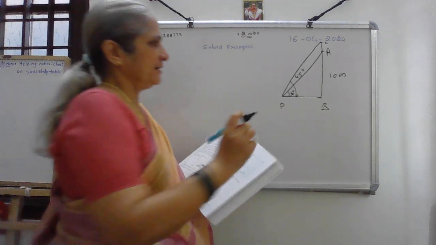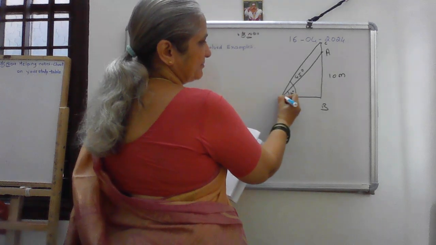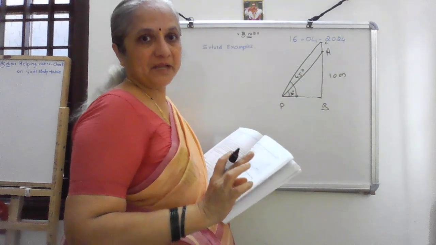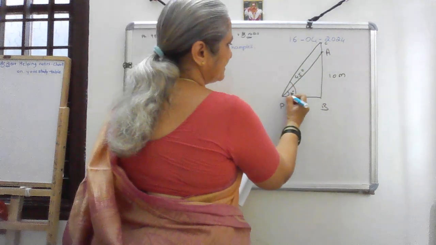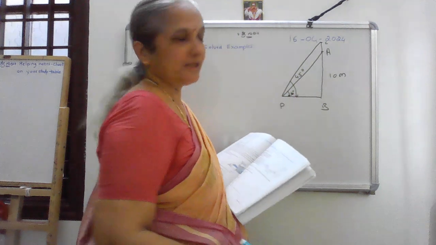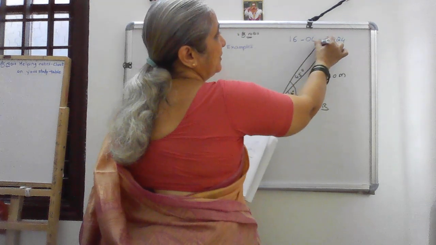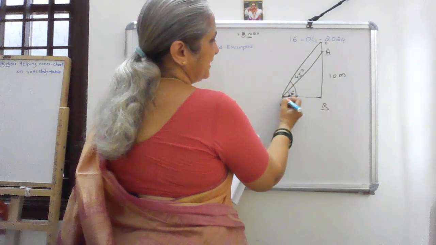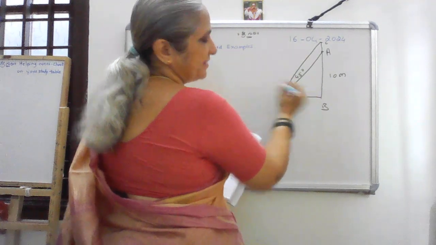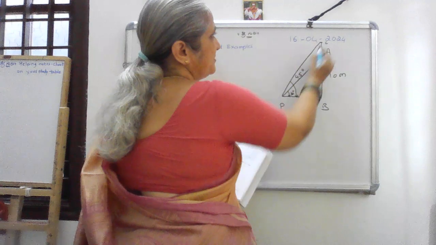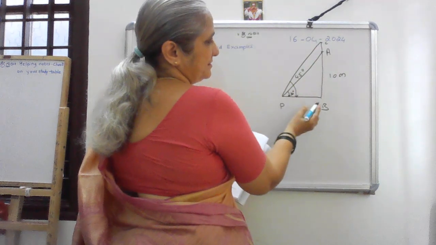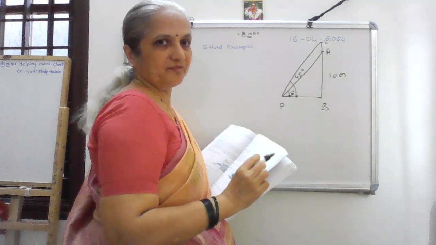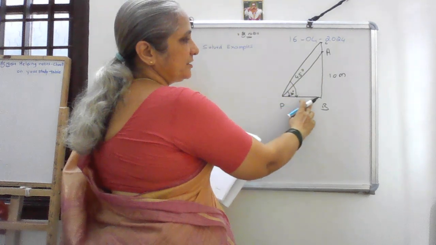Just understand that from the point of the observer, the top of the building is along the line of sight, and this angle is the angle of elevation. The top of the flag staff is C, and the angle of elevation from P is 45 degrees. The line of sight here is PC, and in the first case the line of sight is PA. Therefore the angles of elevation are figured out like this.